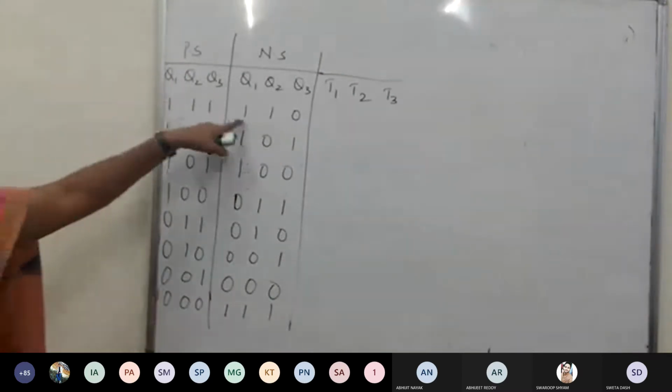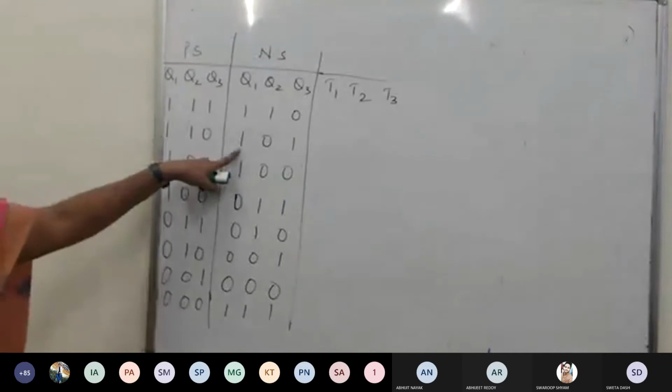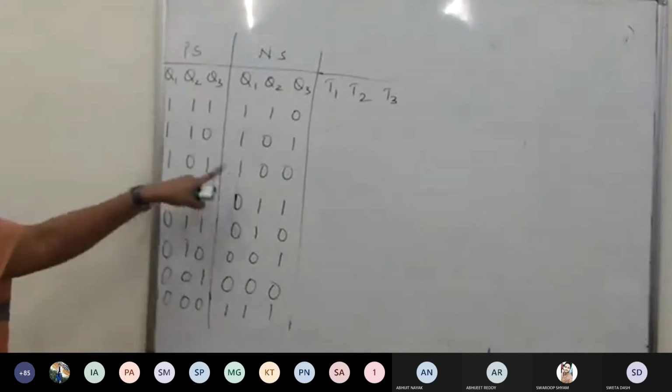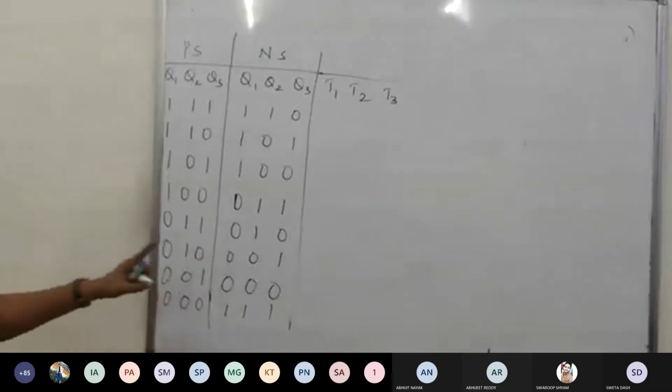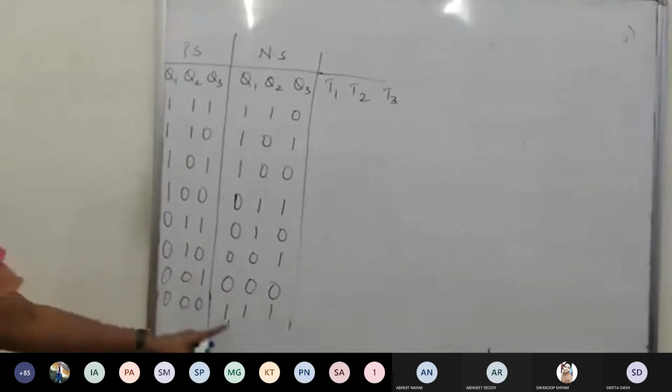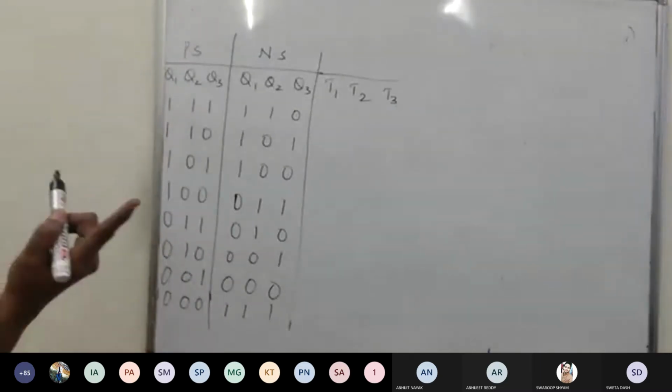Starting with 7, it goes to 6. 6 next state is 5. 5 next state is 4. 4 next state is 3. 3 next state is 2. 2 next state is 1. 1 next state is 0. 0 next state is 7. It's a down counter, right?